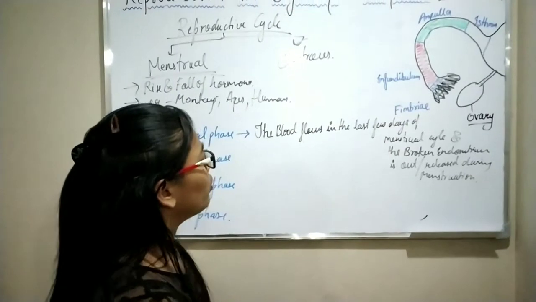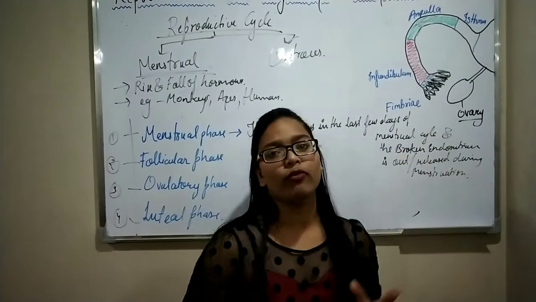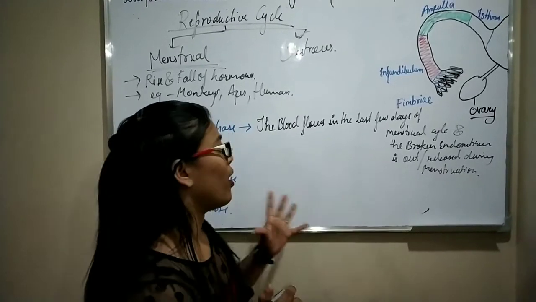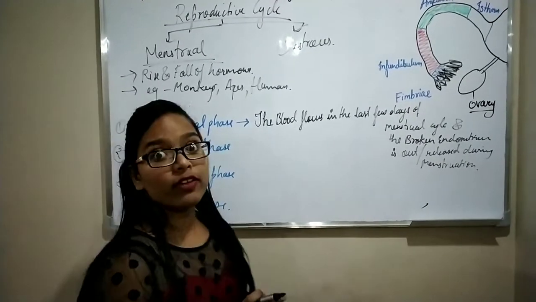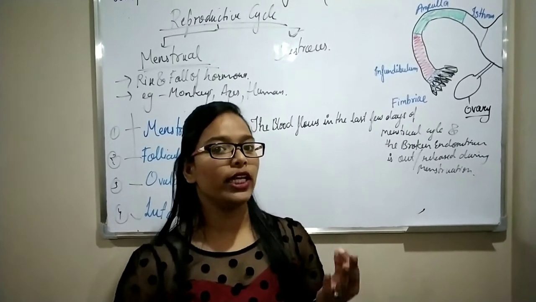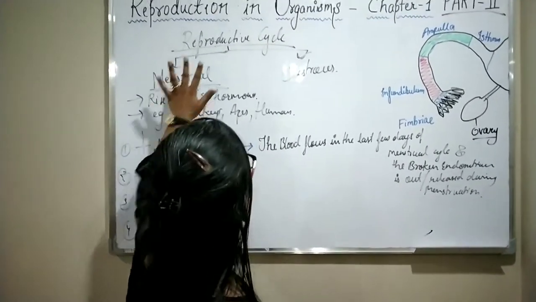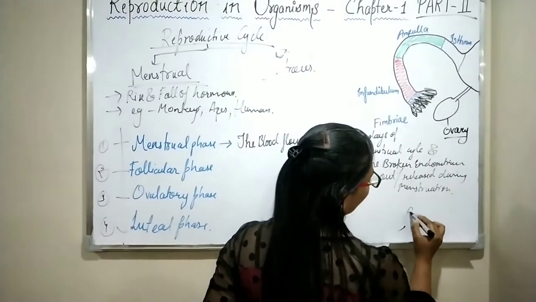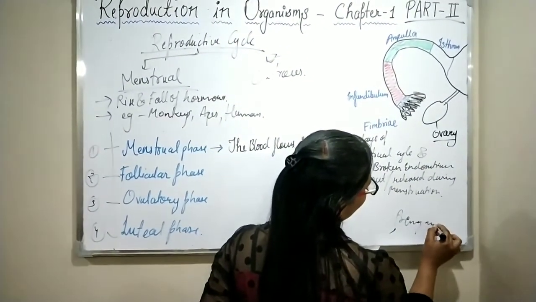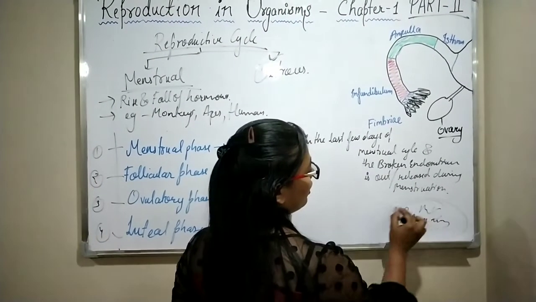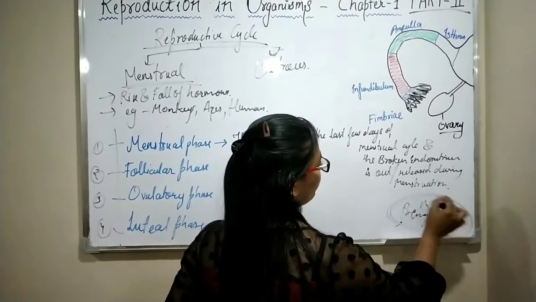So, broken endometrium, what does it mean? It is one of the stars of the female reproductive system, which plays a key role in the menstrual cycle and in pregnancy and in the menstrual cycle. It plays a major role.